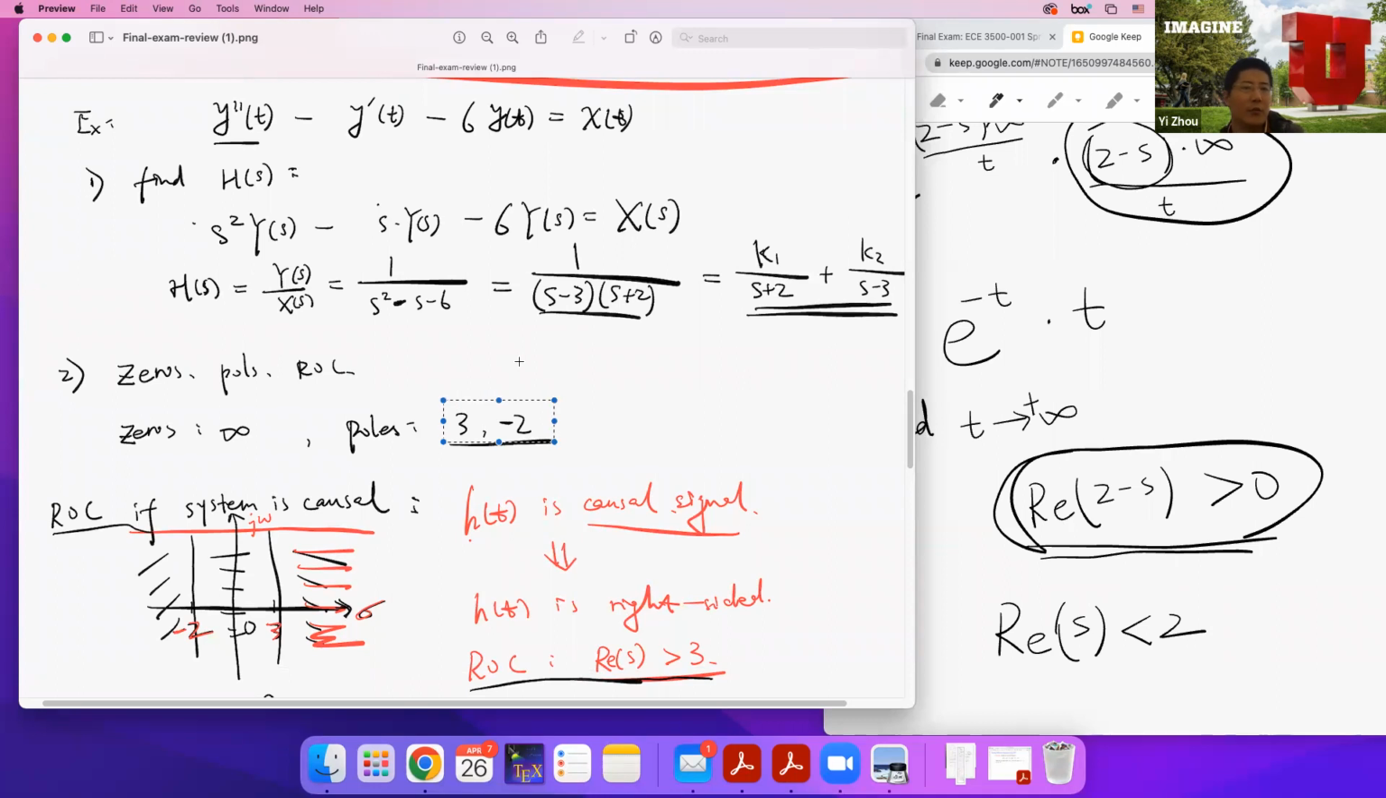And in addition to that, we need to further consider infinity. And because the order of the denominator is bigger than the order of the numerator, as s goes to infinity, the entire expression goes to 0. So infinity is a zero in this case. Okay. So we have 1 zero at infinity, and 2 poles.